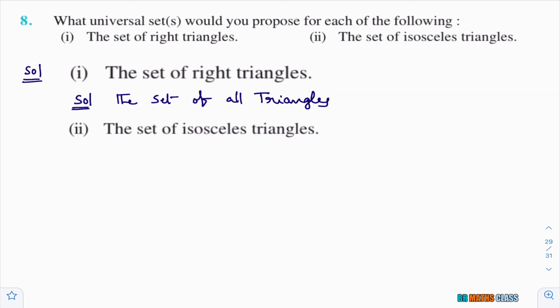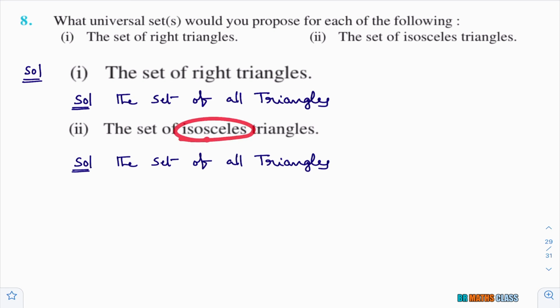Okay, come to the second bit. What is the second bit? What are they asking in the second bit? The set of isosceles triangles. That is the given set.